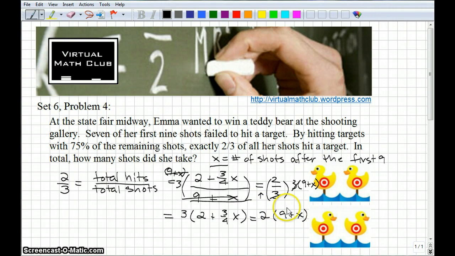Okay, so we got rid of the fractions. Makes it a lot easier. Okay, so we've got a new equation now. Still true because we did the same thing to both sides. So let's multiply through. Let's use the distributive property. And let's multiply the 3 times the 2 and the 3 times the 3/4 x. So we'll get 6 plus 9/4 x is equal to, and again we can do the same thing over here. We'll use the distributive property and we'll multiply the 2 through the parentheses and we'll get 18 plus 2x.